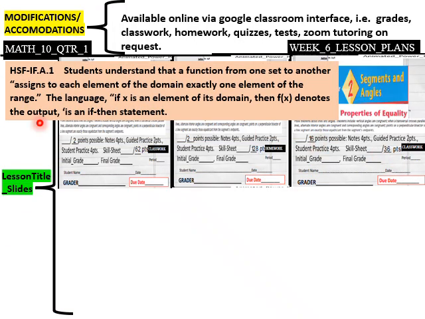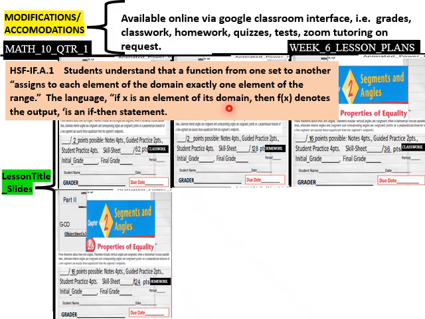And our standard here is HSF-IF.A.1. Students understand that a function from one set to another is assigned to each element of the domain exactly one element of the range. The language, if x is an element of its domain, then f of x denotes the output, is an if-then statement. You can break it down like that.